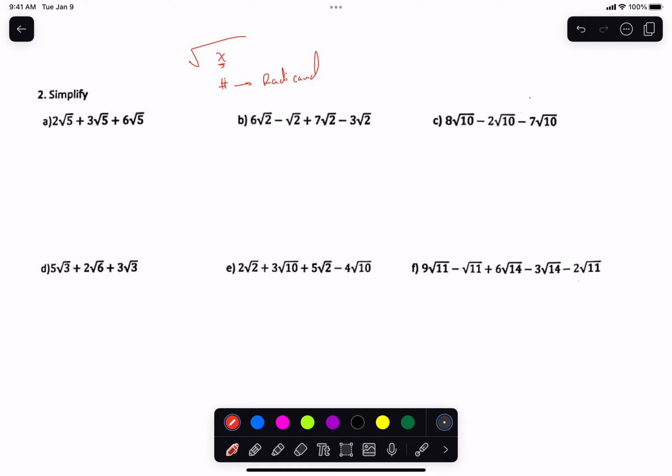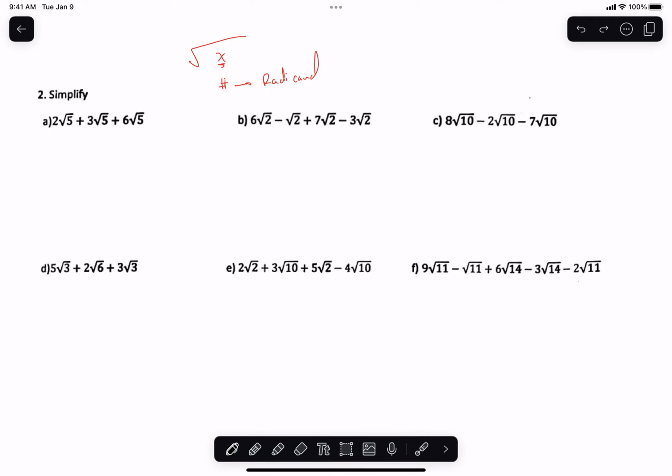What we can do with those is add and subtract them together as long as they all match, much like collecting like terms. So what we're going to see with this question is I can add all this up. I get 2 plus 3 plus 6 root 5s. So 2 plus 3 is 5, plus 6 is going to be 11 root 5s for this question. And that's your answer.